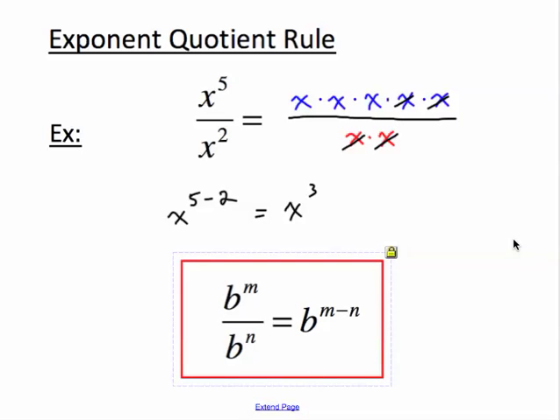So the quotient rule for exponents is when you have two expressions with the same base dividing each other, you subtract the bottom exponent from the top exponent.